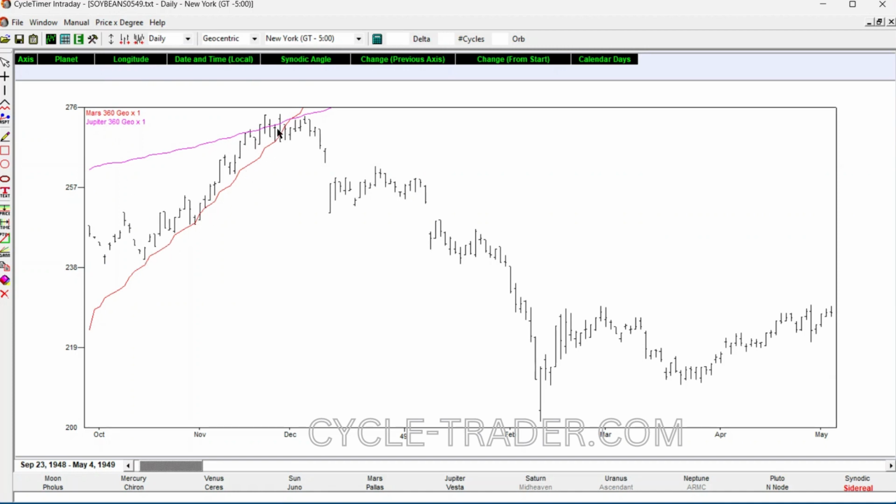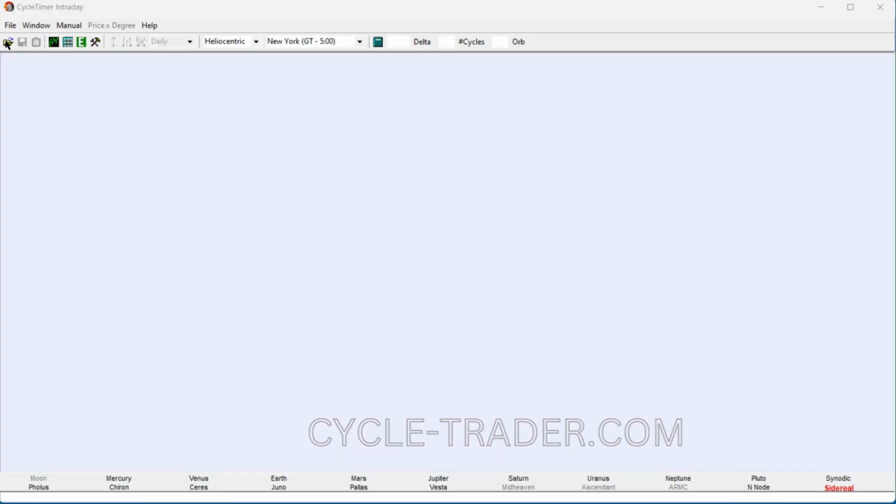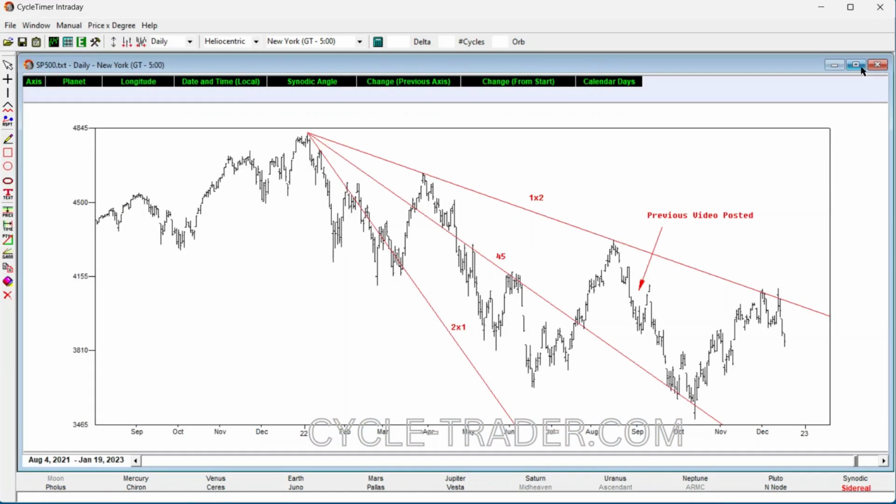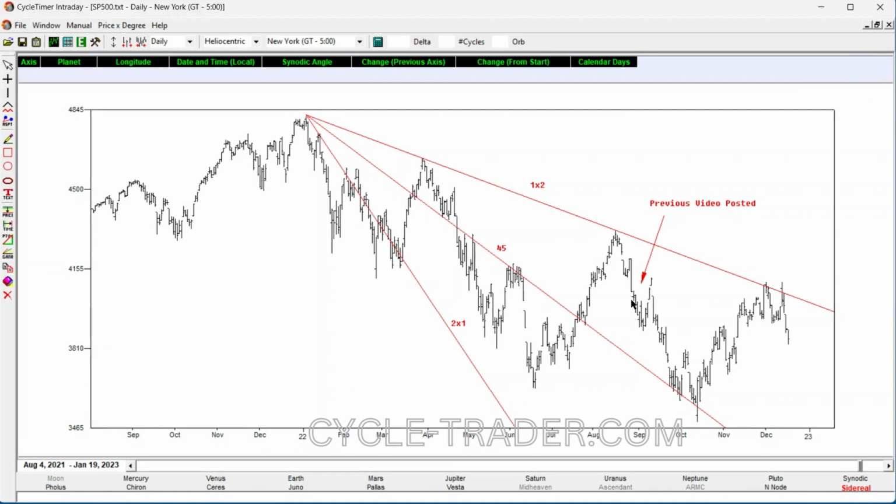The red line is the longitude of Mars, and magenta is Jupiter. You can see the price trend followed the Mars longitude into the top where Mars conjoined with Jupiter at 30 degrees Sagittarius. We now apply this same technique to a contemporary chart of the daily S&P 500.